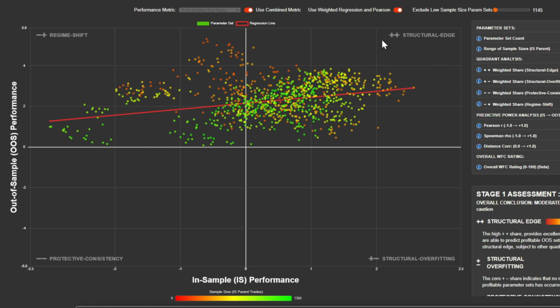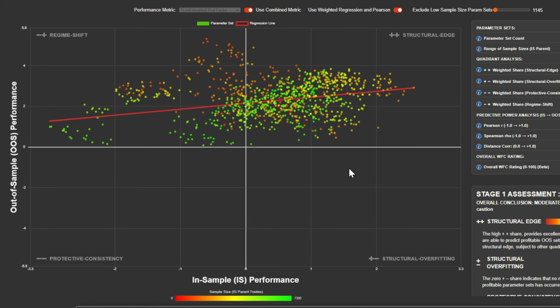Upper left, or -+ is much rarer. It's where the strategy performed poorly in sample, but then unexpectedly performed well out of sample. This can indicate a regime shift between the two periods, which of course is really important to know as you decide whether to trade your strategy or not.